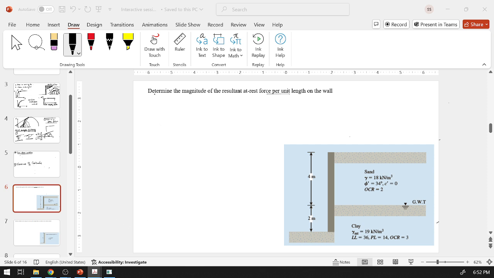So for sand, phi is 34, and you know K naught we can write as 1 minus sine phi, which is Jaky's equation. There is one more equation that has been given, which is K naught for sands is equivalent to 1 minus sine phi into OCR, which is the over consolidation ratio, raised to power sine phi. Let us go with this.